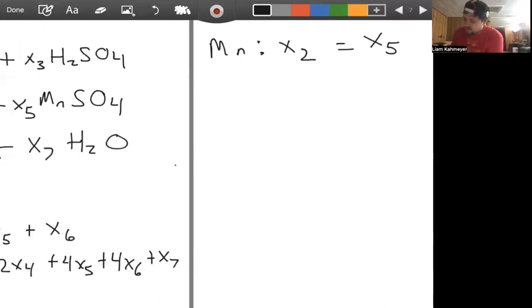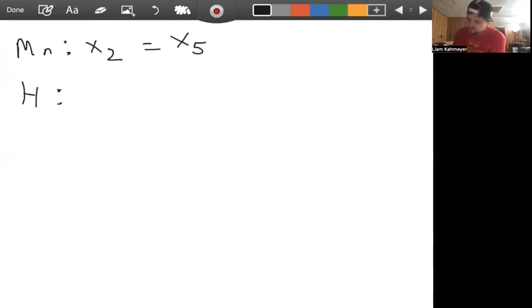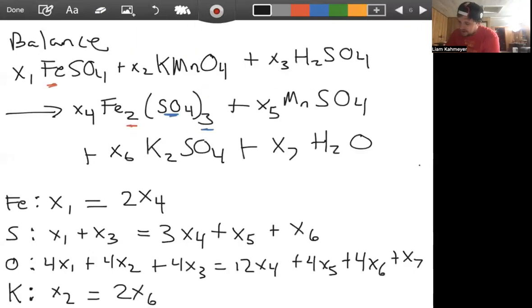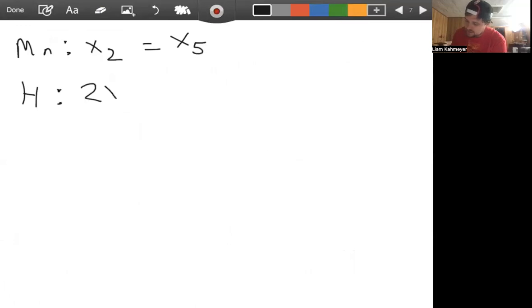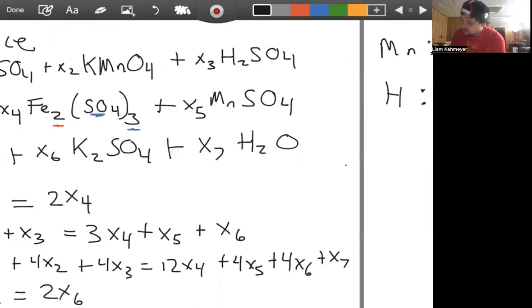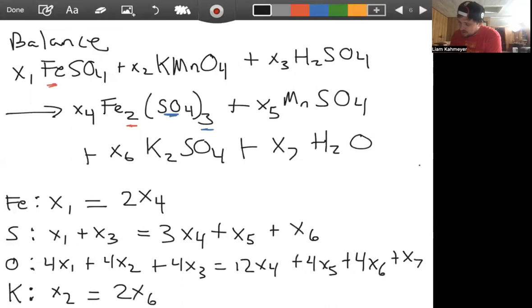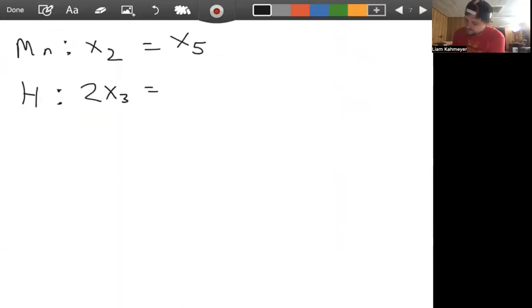I think lastly we have hydrogen. And for hydrogen, it looks like we're going to get 2x3, right? So 2x3, and then that should be, looks like 2x7, which tells us that x3 is equal to x7. So those help us at the end there.